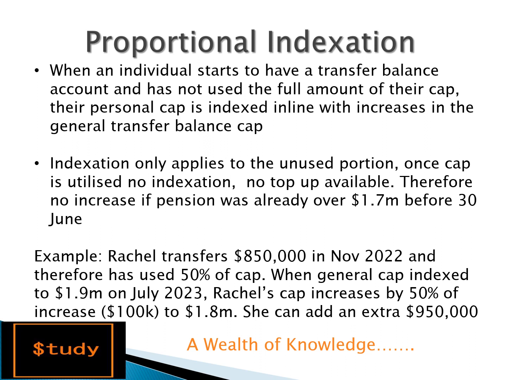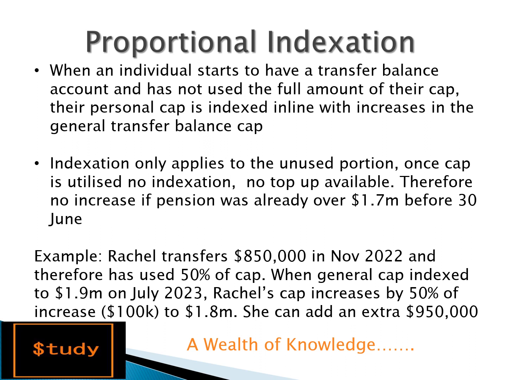So here's the example at the bottom here. Rachel transfers $850,000 in November 2022 into a pension and therefore has used 50% of the cap. The cap was 1.7, and it indexed to 1.9 in July 2023. Rachel's cap increased by 50% because she only used half. The other half was unused, and that unused half is what gets indexed.